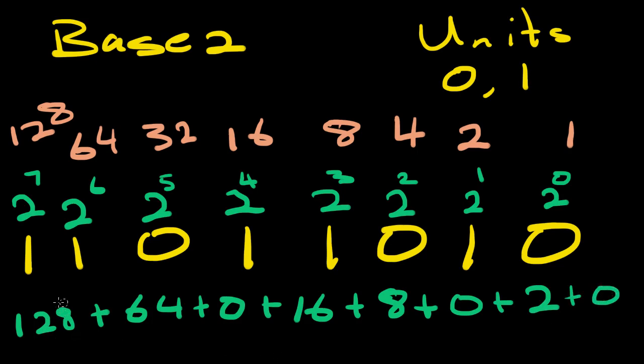If you look at this carefully, basically what we're doing is every column that has a 1, we're adding the value of that column. So we are adding 128 plus 64 plus 16 plus 8 plus 2. The answer that we get is 218.